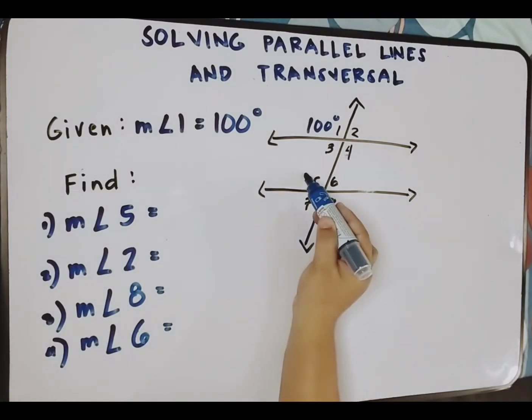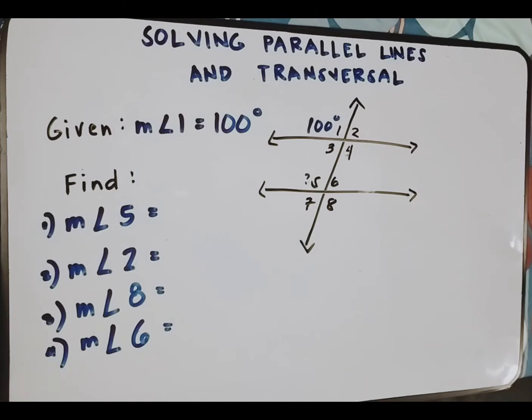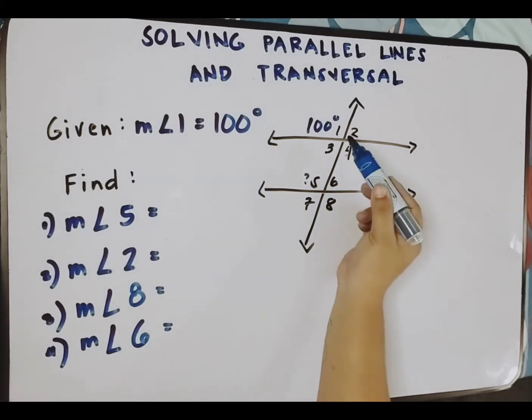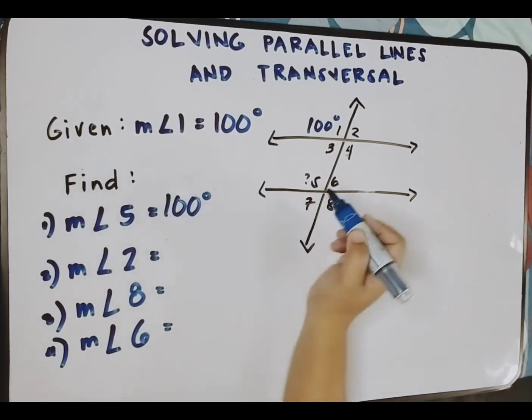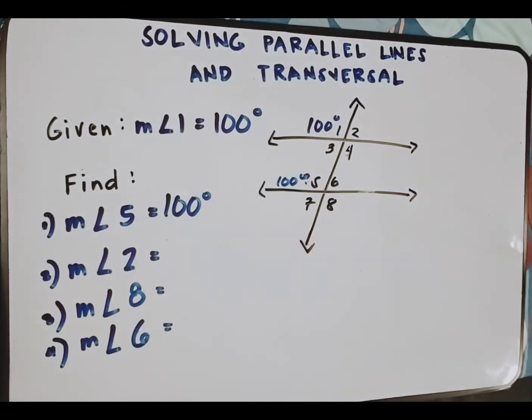This is angle 5. Now, in order to know the measurement of angle 5, of course, magbe-base tayo dun sa may given, which is angle 1. So, therefore, ang gagawin natin is we're going to identify the angle relationship of angle 1 and angle 5. Kasi angle 1 and angle 5, they are corresponding angles, right? And again, corresponding angles, they are congruent. So, meaning, they have the same measurement. So, therefore, if angle 1 is 100 degrees, angle 5 is also 100 degrees. Kasi nga, congruent yung corresponding angles.